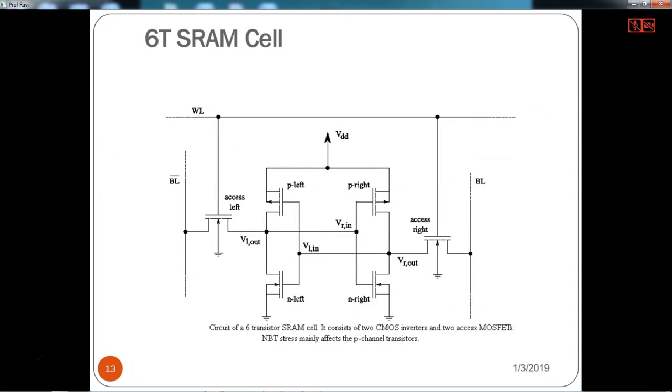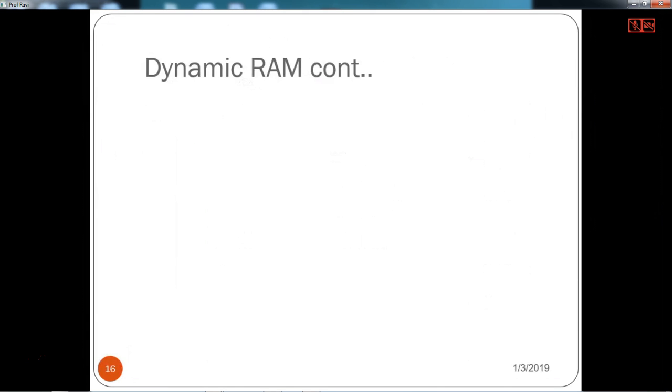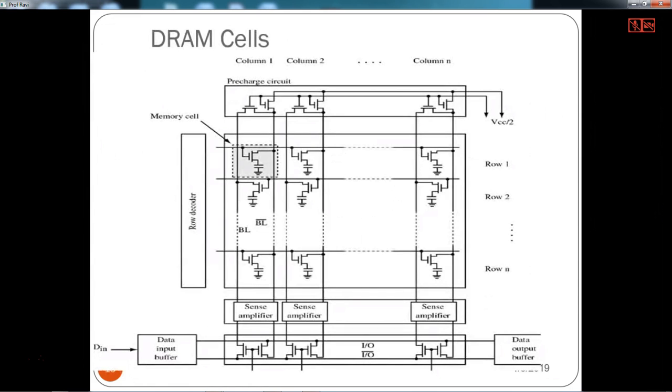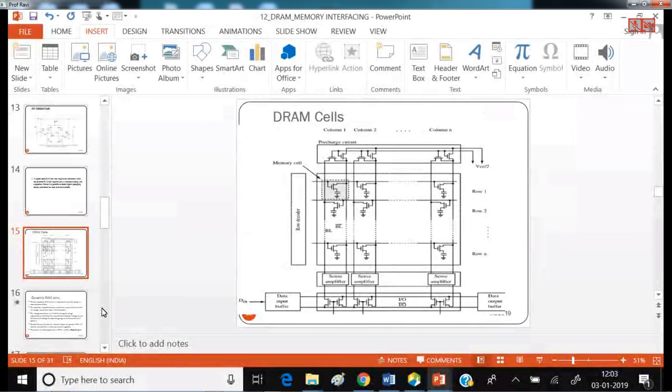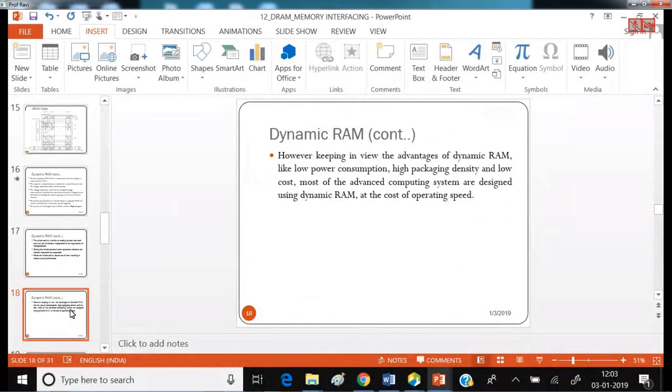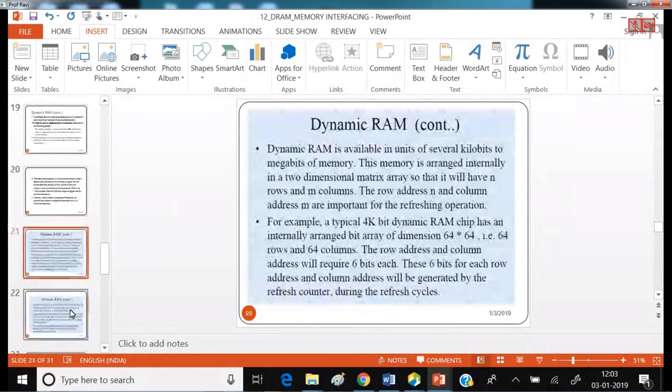So static RAM is manufactured using transistors, DRAM by using capacitors, right? So these are the DRAM cell and how they look like. Then you have a row decoder and a column decoder, and an input data buffer and an output data buffer in a memory. So now let us try to see how to connect this dynamic RAM.